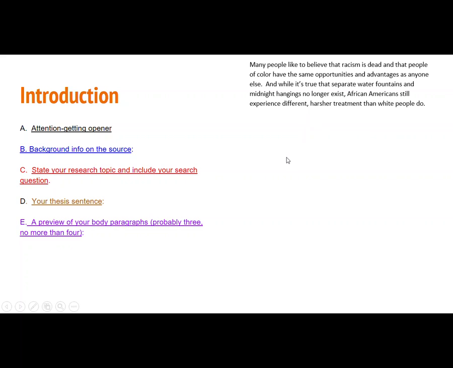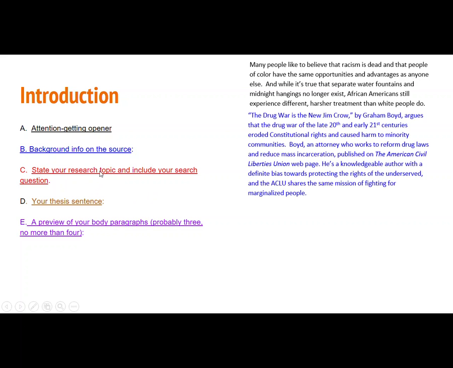So here is my attention getter. Many people like to believe that racism's dead and people of color have the same opportunities and advantages as anyone else. And while it's true that separate water fountains and midnight hangings no longer exist, African Americans still experience different and harsher treatment than white people do. So there's the sentence where I invite you to dip your toe into the pool, and now you know what the pool is going to be like.